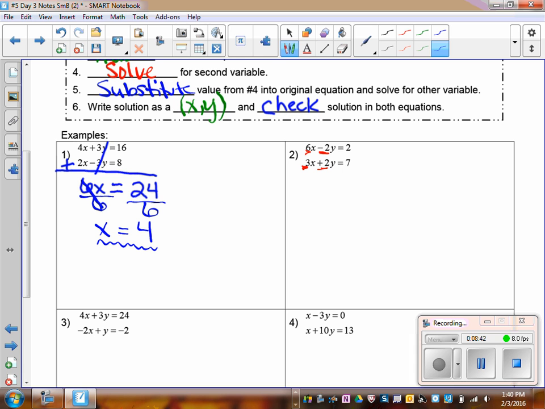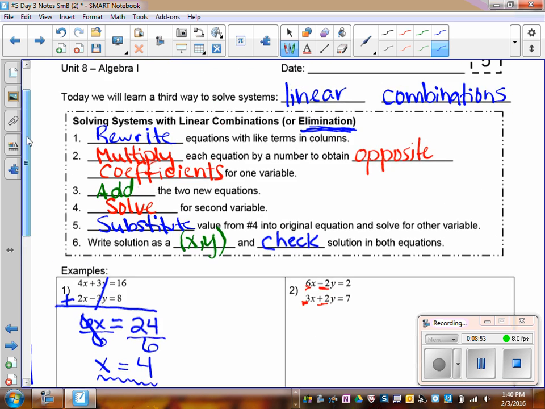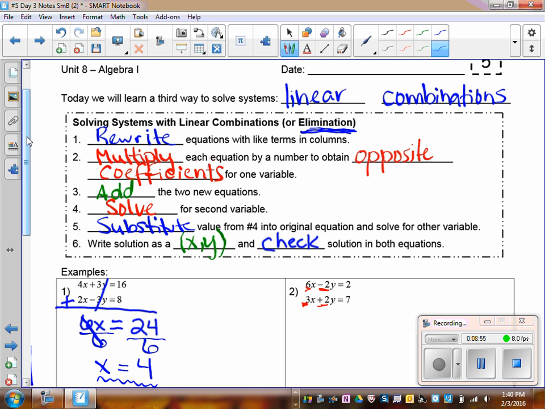So are we writing all this down, Louise? Mm-hmm. You didn't write anything. Then you have to multiply by a number to get opposite coefficients. So we'll do that one on the next one.